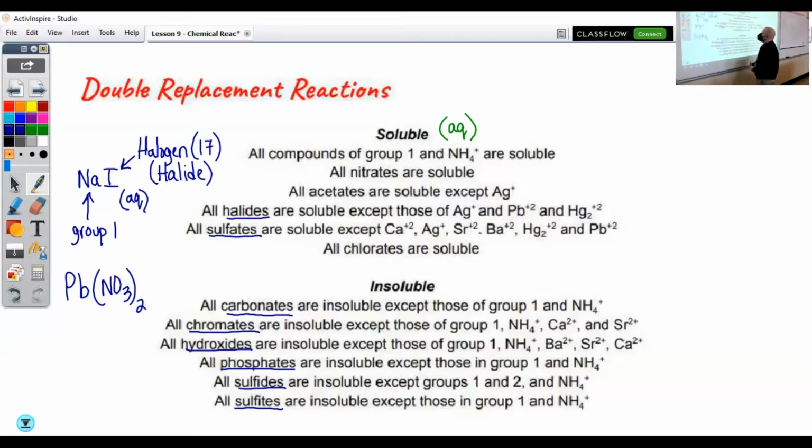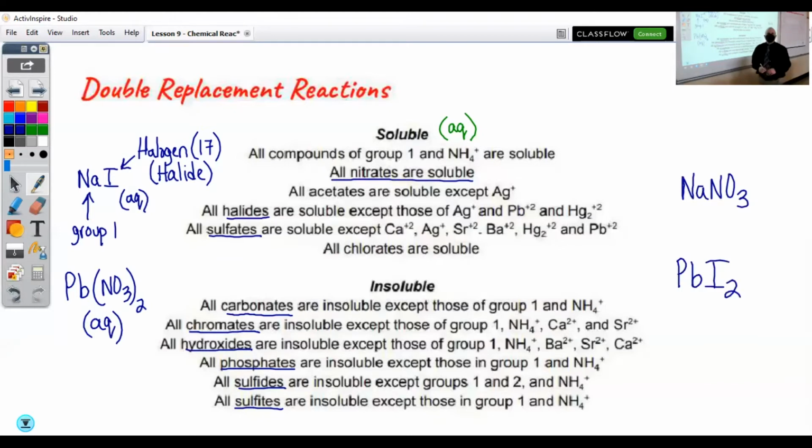So let's take a look at our rule for nitrates, since there is no rule for lead. We find that all nitrates are soluble. That's great. That means that we can write AQ for lead-2 nitrate. Now, on the product side of our demonstration, we had two compounds. We had sodium nitrate and we had lead-2 iodide.